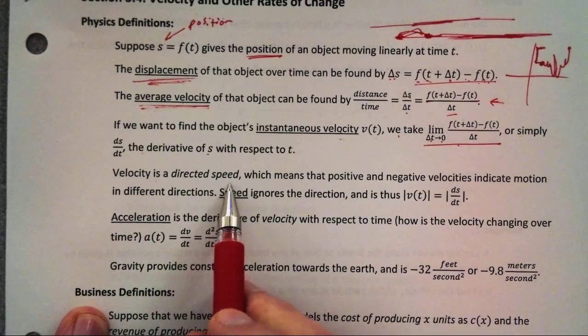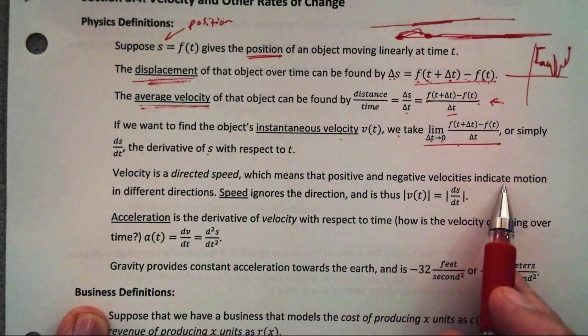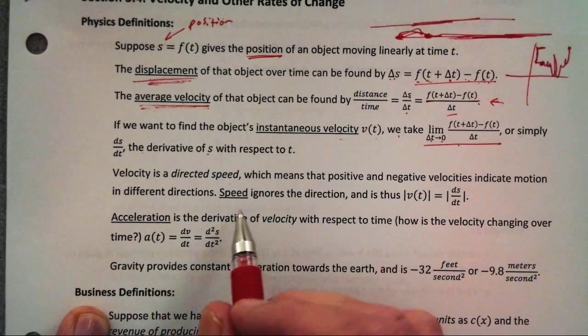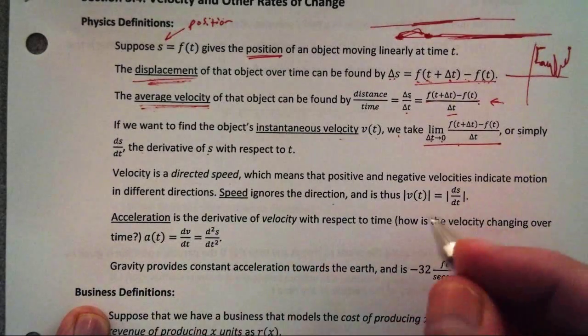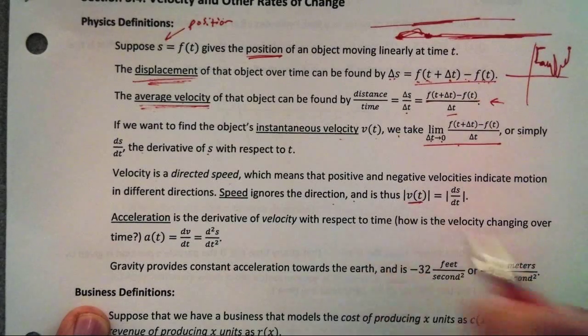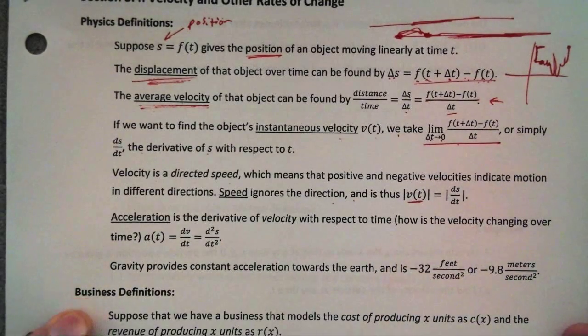Velocity is directed speed, which means that positive and negative velocities indicate motion. Often up is positive velocity, down is negative, right is positive velocity, left is negative. Speed ignores direction. Therefore, speed is just the absolute value of velocity. So if I'm driving to Rockford and I say I'm going a velocity of 50 miles an hour, then my velocity returning home is negative 50, but my speed was 50 both directions.